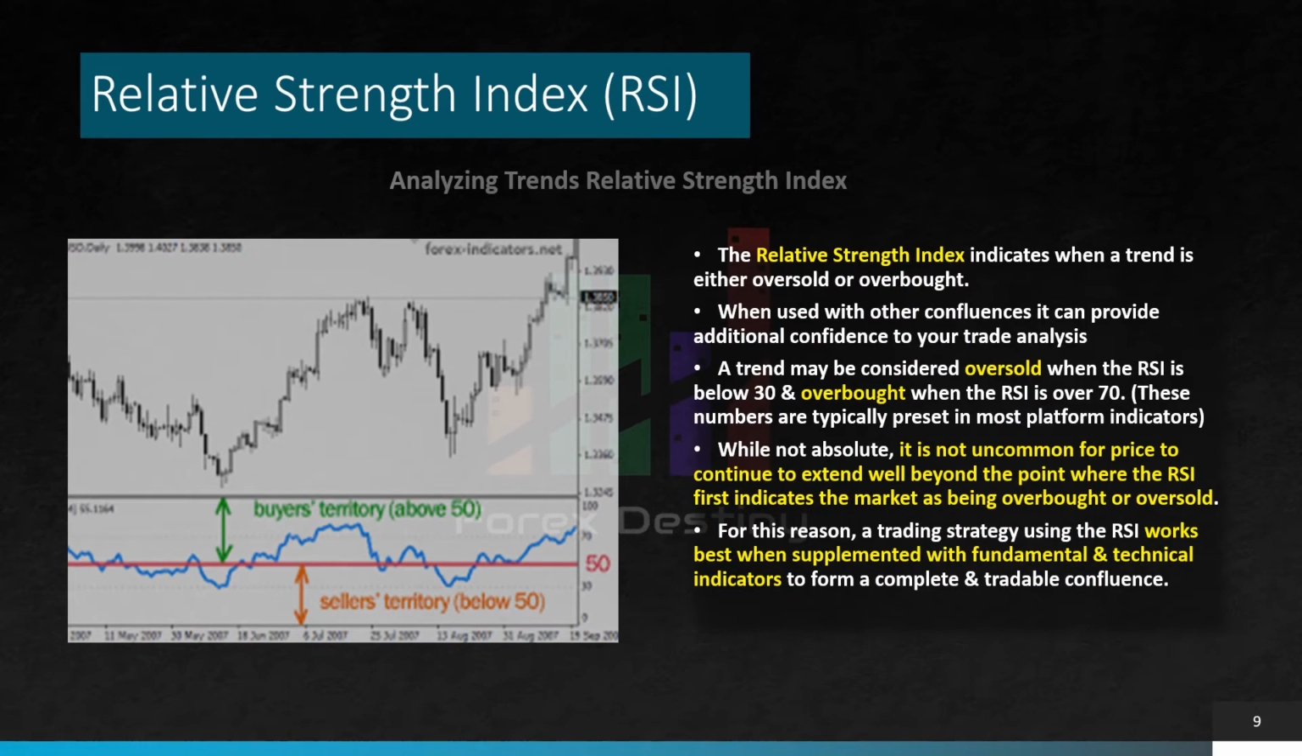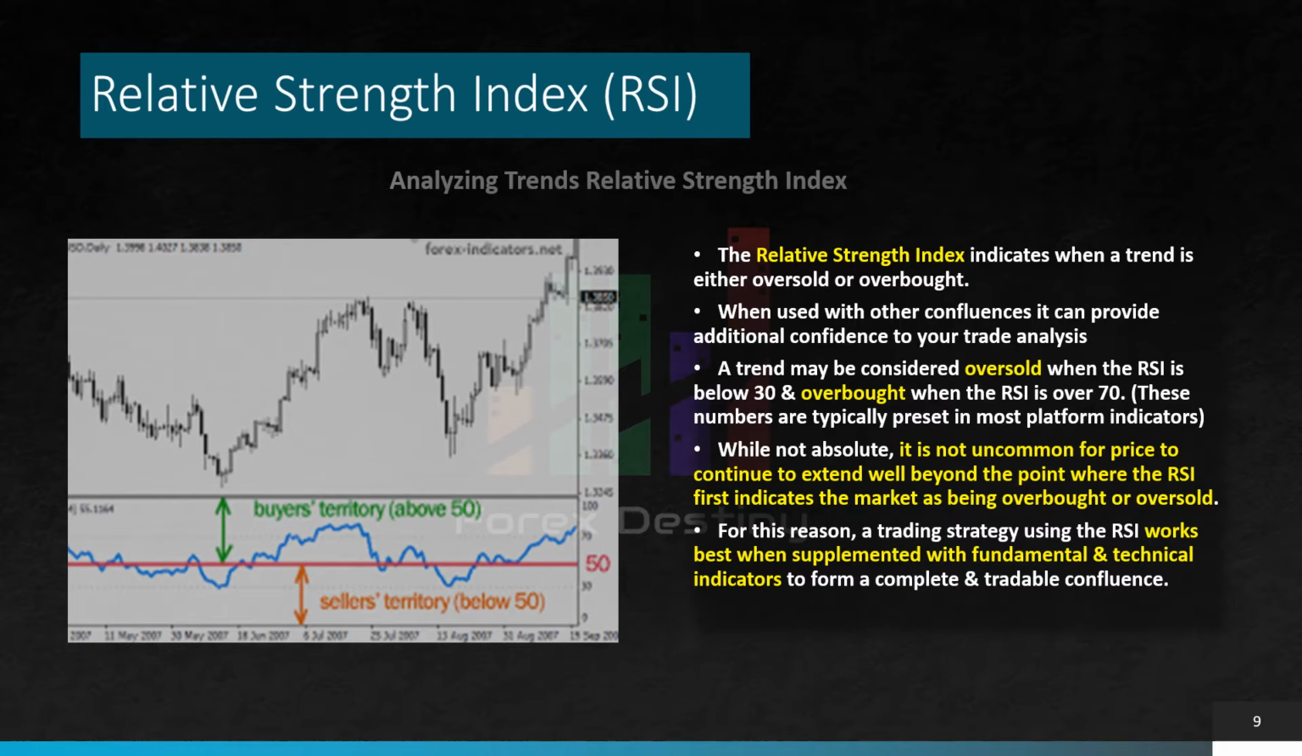The Relative Strength Index, also known as the RSI, is a technical tool that indicates when a trend is either oversold or overbought. When used with other confluences, it can provide additional confidence to your trade analysis. A trend may be considered oversold when the RSI is below 30 and overbought when the RSI is above 70. These numbers are typically preset into the platform indicator.